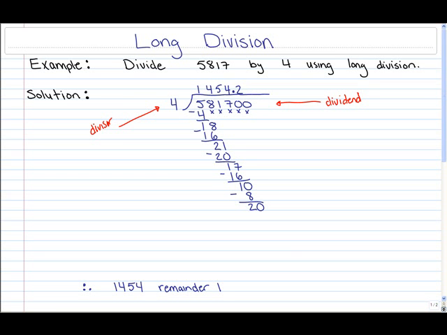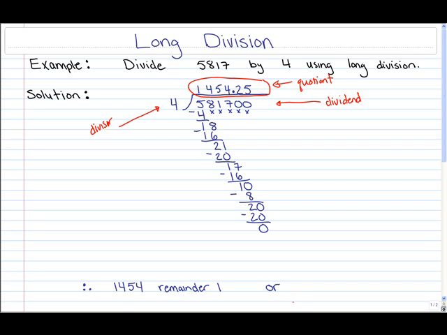So our next step here is to figure out how many times 4 can now go into 20 evenly. Well, 4 can go into 20 evenly 5 times. 5 times 4 gives us 20. And 20 minus 20 gives us a 0 remainder, which means our final exact quotient is 1,454.25. So that there is the quotient.